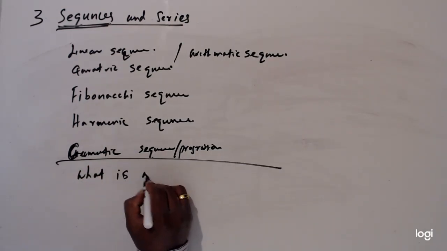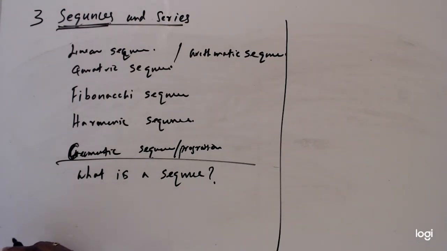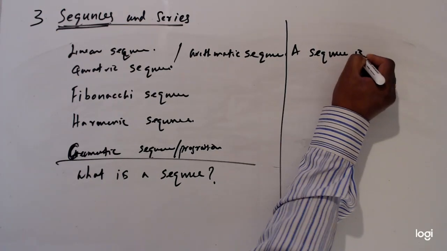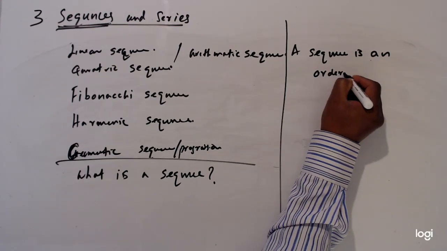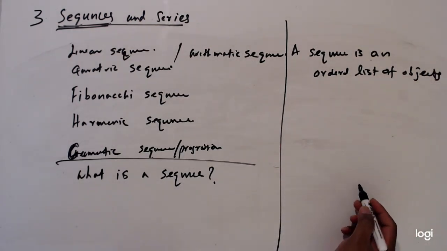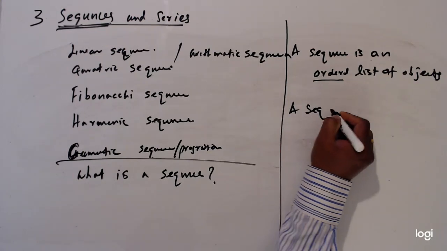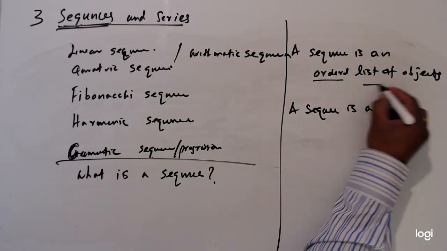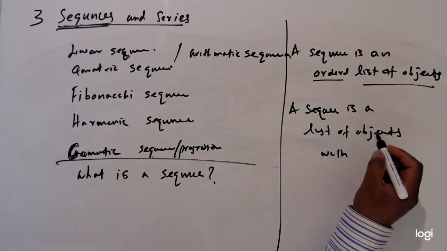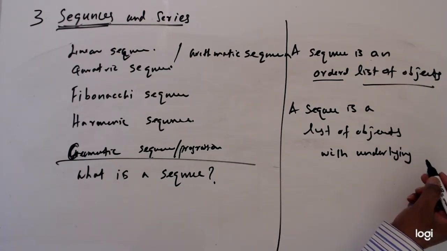What is a sequence? We can tell that a sequence is an ordered list of objects. Or if we want to get rid of this "ordered", because there's a meaning for it, we can also tell that a sequence is a list of objects with an underlying rule.